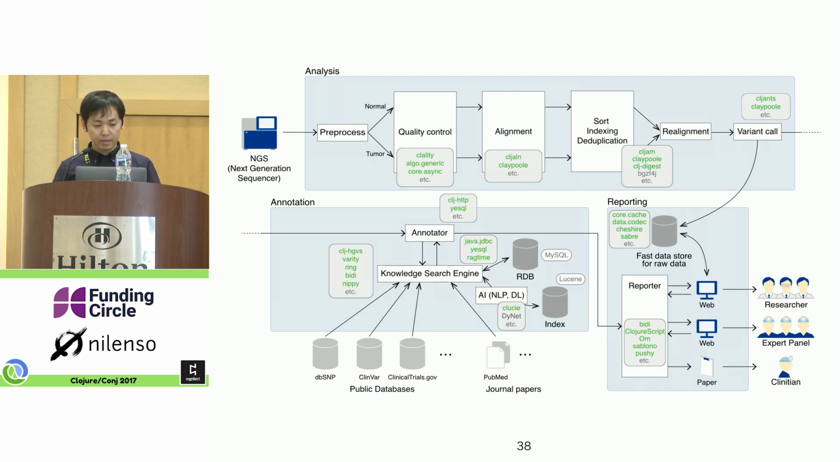In reporting modules, the reporter uses Bidi, ClojureScript, Om, Sablono, and Pushy for rendering web reports. Our original fast data store for raw data also uses core.cache, data.codec, Cheshire, and others, like this. Like this, we use Clojure and ClojureScript everywhere in our solution.